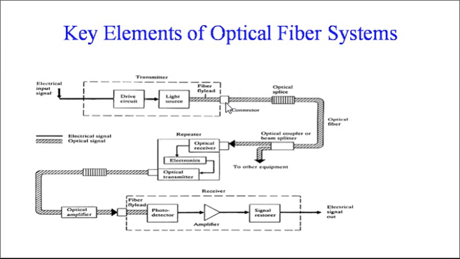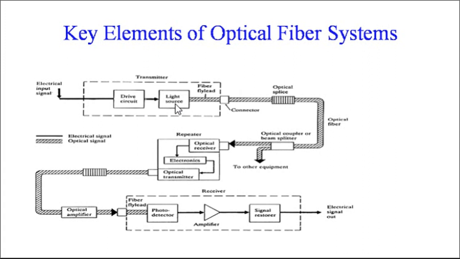Then if you observe, starting with this first point, for example, the electrical input signal, right? That we can provide to the input of your transmitter. Our light source may be an LED, light emitting diode, or a laser. The electrical signals we provide are converted into optical signal or light form by using this light source.